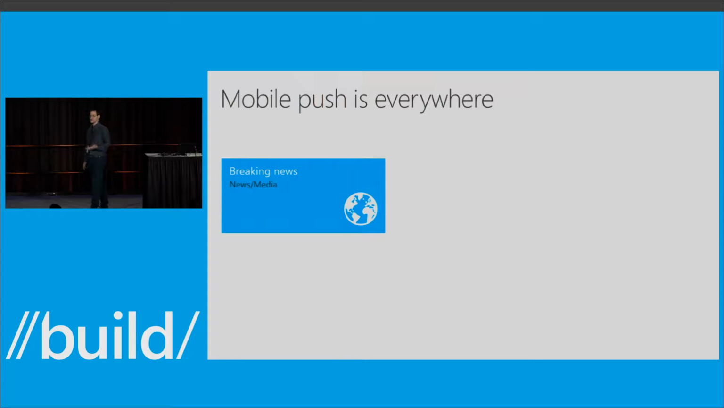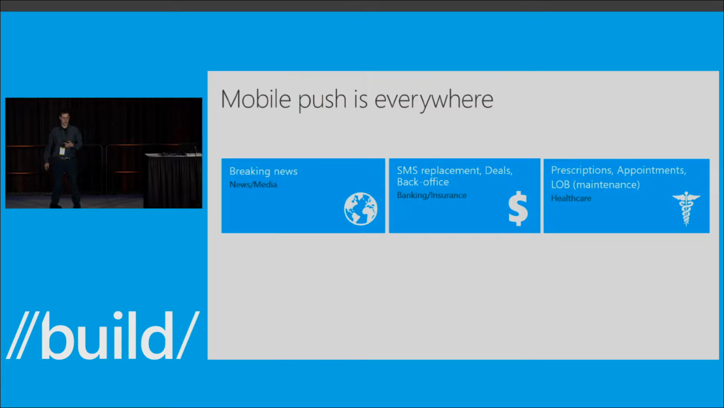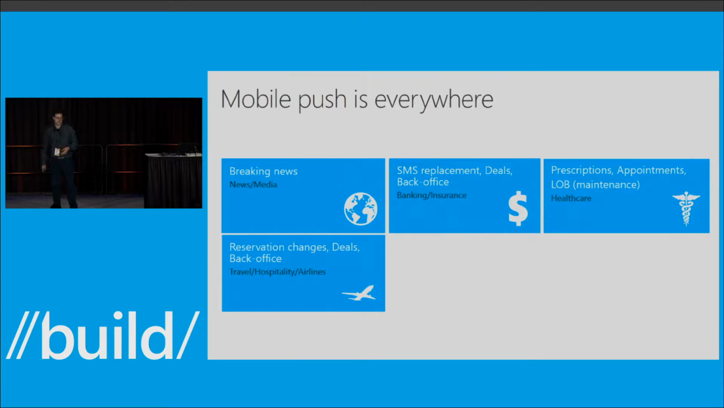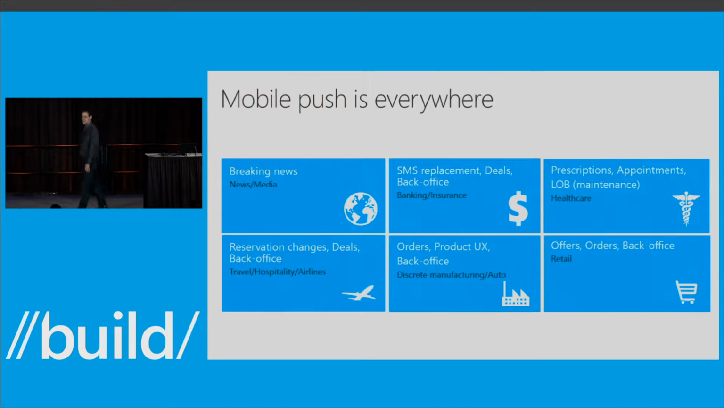So mobile push is everywhere. Of course, breaking news, your CNN apps, your NBC apps, and so on. SMS replacement in the banking industry. You want to send the current account balance, or that a transaction has been made, or do multi-factor auth. The experience that you can provide with a push notification is a lot better than the one you provide with text, and it's also cheaper. Healthcare, you can remind people of prescriptions, you can send offers or appointments, and so on. And it goes on. Airline apps, discrete manufacturing, and retail.